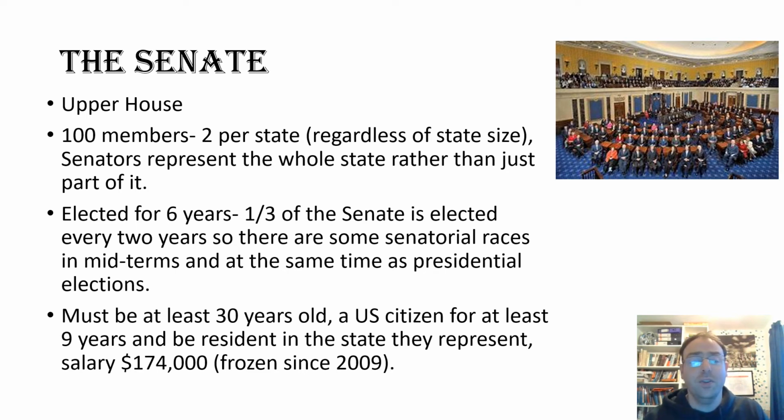Now, they are elected for 6-year terms, but these terms have been staggered. And what this means is that 1/3 of the Senate is elected every 2 years. So when we have a presidential election, we have a senatorial race, but only for 1/3 of the Senate. When we have a midterm, we have a senatorial race, but only for 1/3 of the Senate, and so it continues.